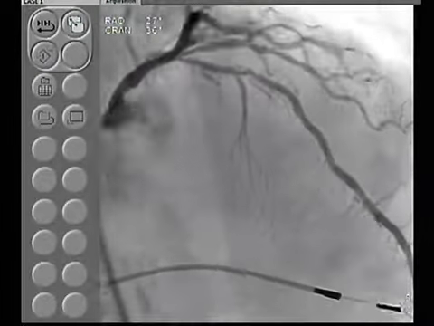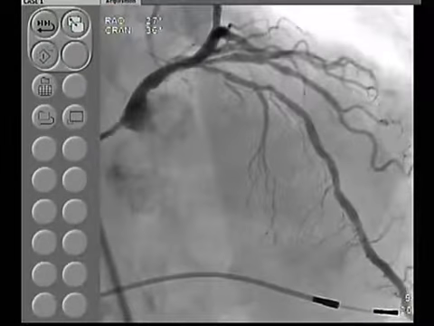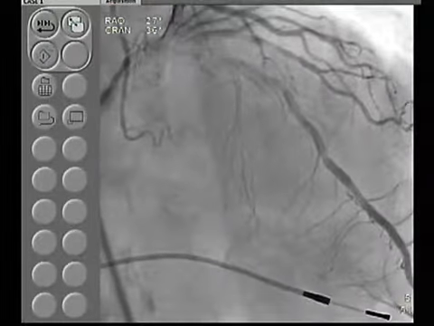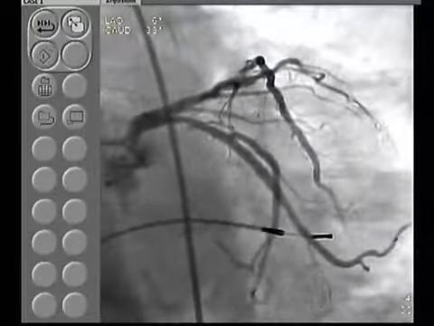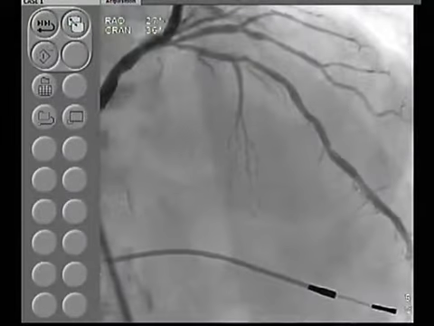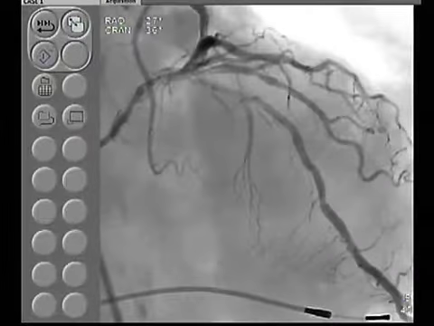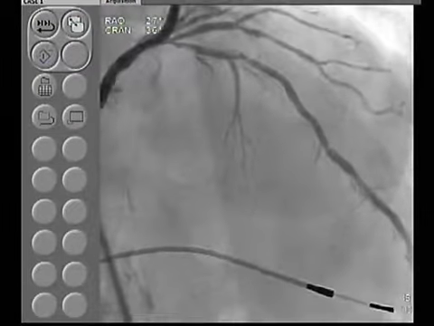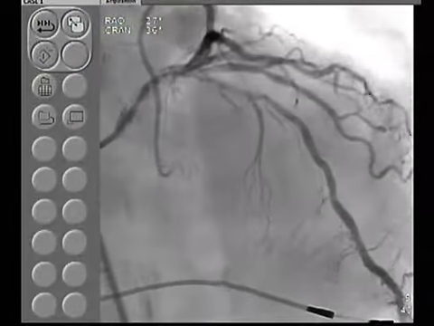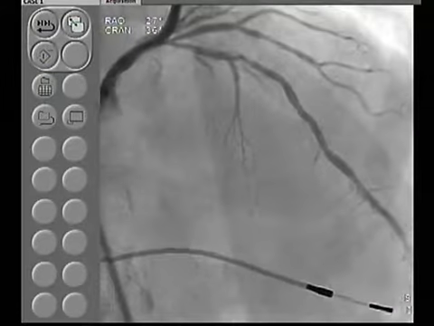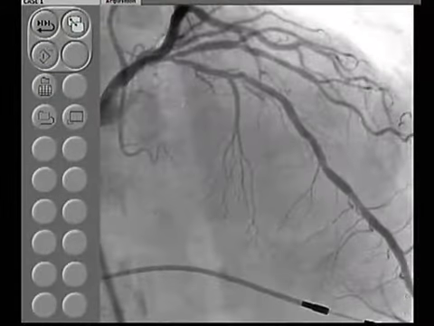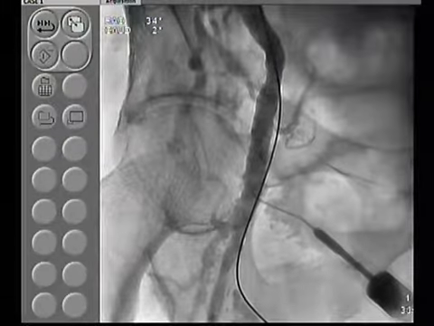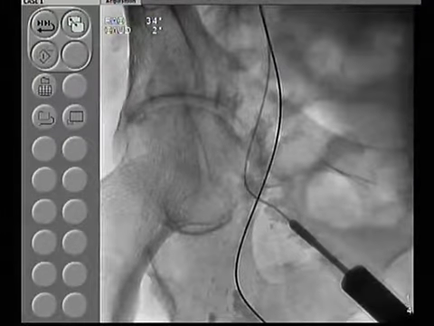But at the same time, the diagonal is also involved, so basically the Medina classification becomes 111, which is very important, because now whatever you want to do, you need to take care of the proximal segment. Although in this view it doesn't look that bad, clearly it's involved proximally, and we'll try to get a little better view, maybe a right anterior oblique cranial, to see the proximal. But clearly it's a complex calcific lesion of the LAD diagonal bifurcation. Now, having said that, you can start doing.